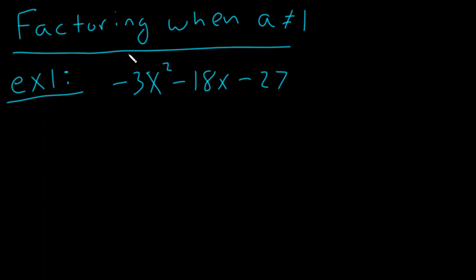Well, I want you to recall that these are of the form ax squared plus bx plus c, and here it's quite obvious that our a term is negative 3. So we actually want to get our a term to be 1. Okay. So if I want to get our a term to be 1, that means I have to be able to divide each of these by negative 3.